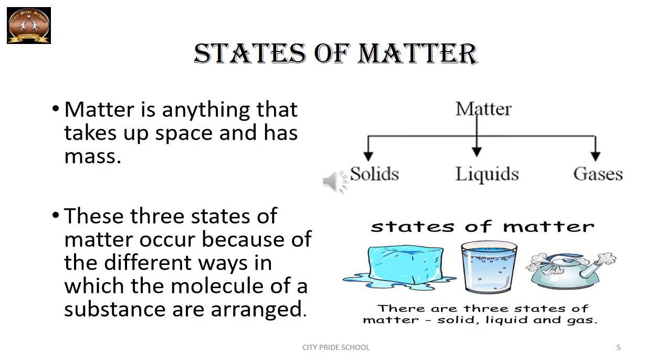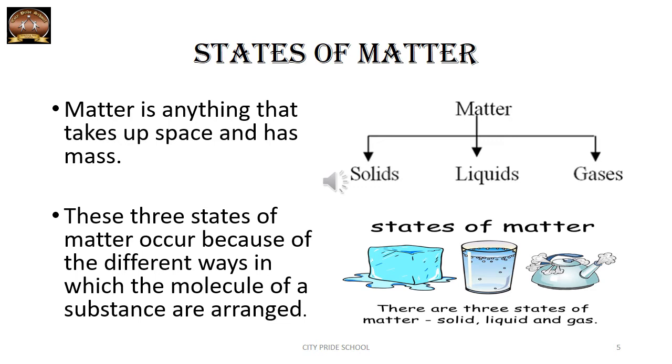Now let's study what matter is and which are the three states of matter. All the things which are around us, or the things which are lying around you, if you think about them, you'll see that each and every object around us occupies space. It requires some space, isn't it? And they have mass. So matter is anything that takes up space and has mass. Please remember, I repeat, matter is anything that takes up space and has mass.